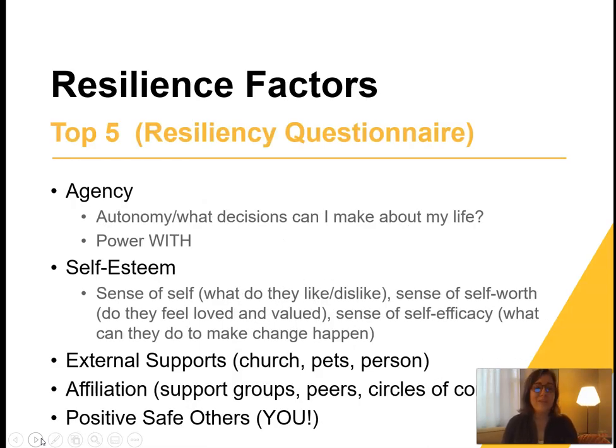We also like to look at resilience factors. So what kind of agency does this youth have? Are they autonomous? Do they know that they can make decisions about their lives? And what decisions can they make about their lives? What is their self-esteem? What do they like or not like about themselves? Do they feel loved and valued? Do they have self-efficacy? Like, what can they do to make change happen?